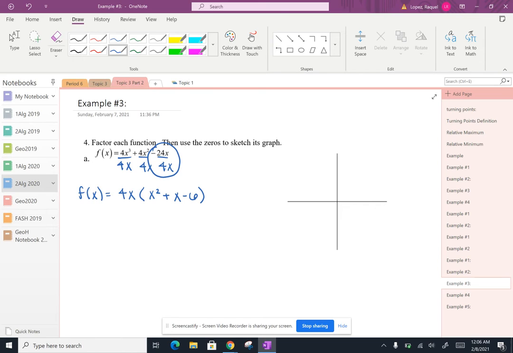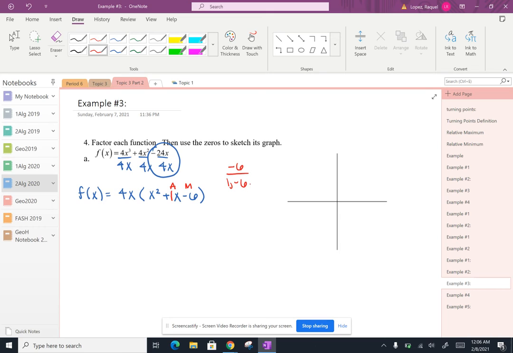So now that I've got this, I'm left with a quadratic inside my parentheses. I can factor my quadratic. Remember, to factor, I'm looking for a pair of numbers that satisfy two conditions. The first condition is that they have to multiply to negative 6. The second condition is that they have to add to 1 because the coefficient in front of that x is 1.